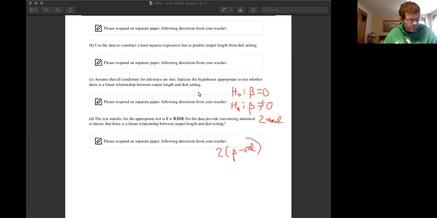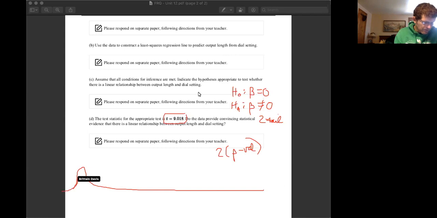But the next one, it actually gives us the test statistic. It is possible you could have an FRQ where they give you the printout and they want you to come up with the test statistic and run the full inference test. Here, they didn't even expect that of you. They gave you the test statistic, so we only need to worry about the very last part. So essentially, a test statistic of 9.018 is saying if we had a distribution, I'm drawing this tail way over here.